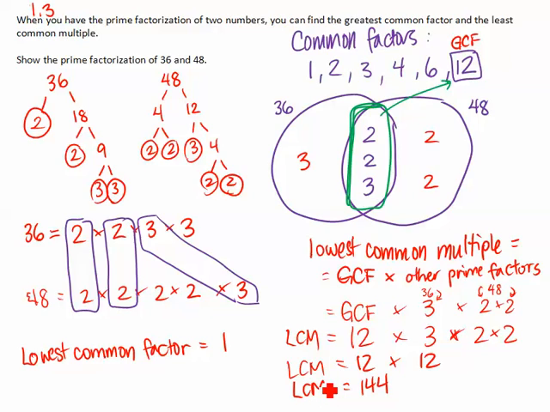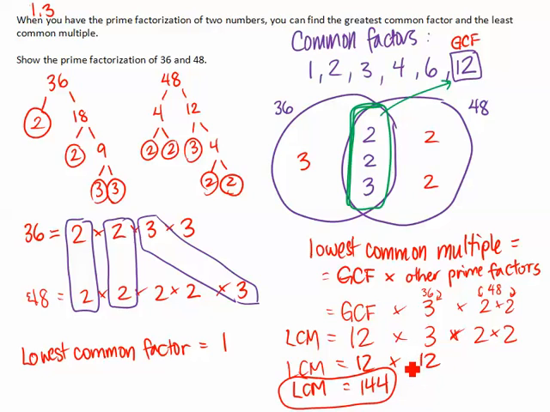Well, let's go through what we did last year, and we looked at all the different multiples of 36 and 48. So if we skip count 36, we get 36, 72, 108, and then 144. If we skip count 48, we get 48, 96, then 144. So if we look at the multiples of both 36 and 48, we find out that the lowest common multiple is 144.